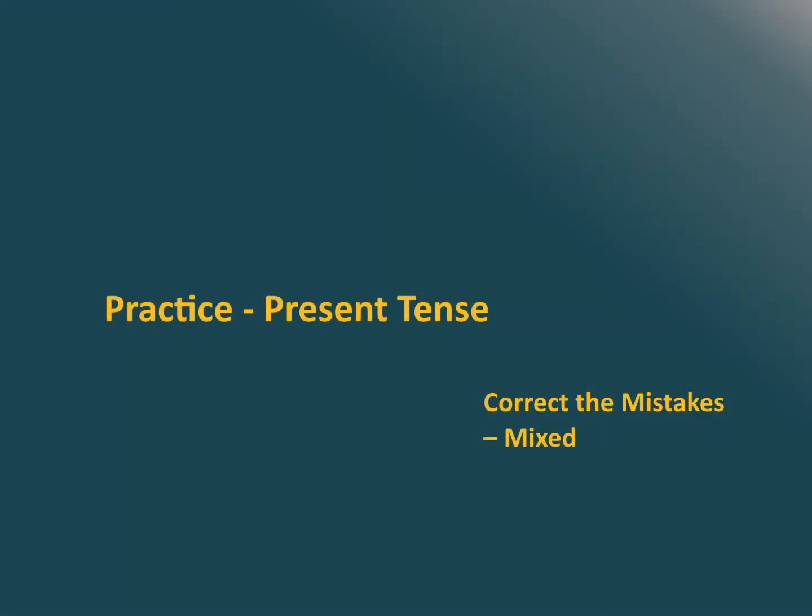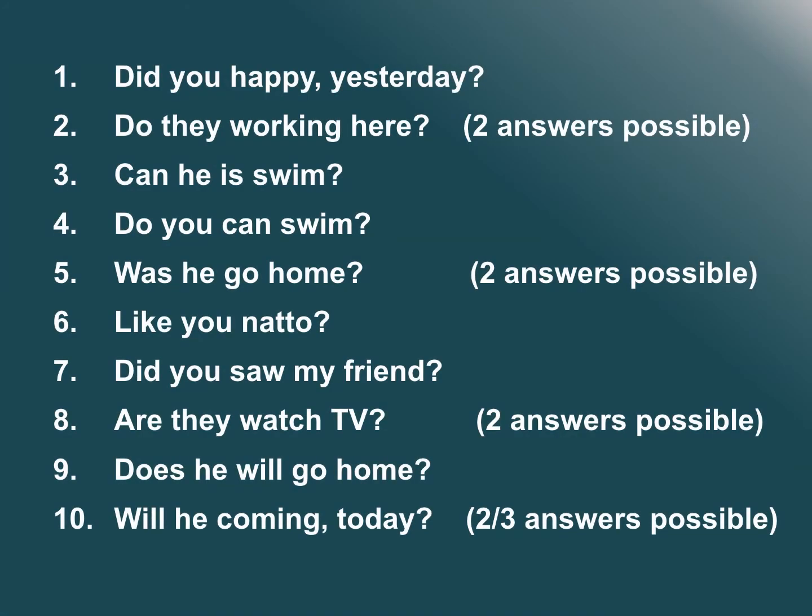The next slide has more practice. It's a little more difficult because there are various types of mistakes. And you can see that there are some cases where two answers are possible. Your main target is to make the simple tense using the do helping verb. After you finish, listen to the answers and repeat with me.